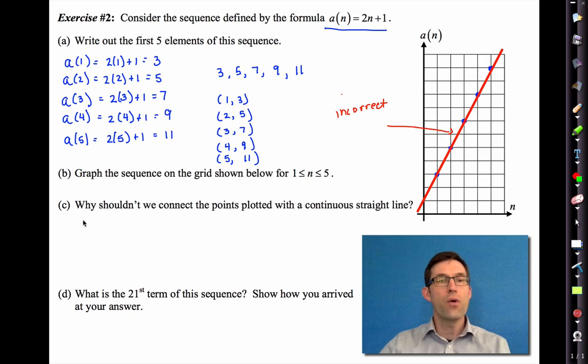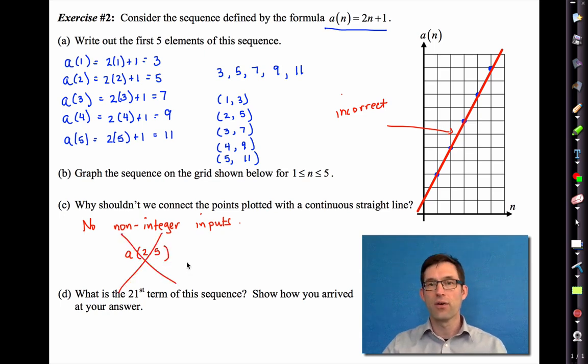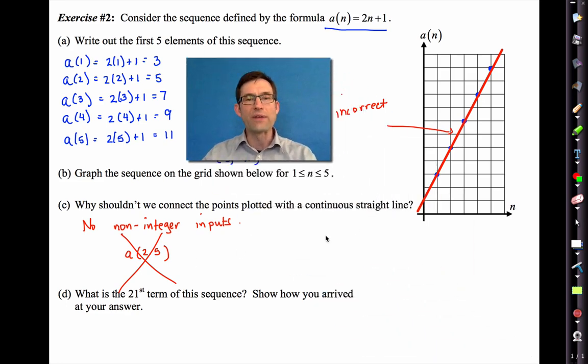is that there are no non-integer inputs, all right? In other words, even though our formula wouldn't have a problem with something like an input of 2.5, we generally aren't going to allow it, okay? So a sequence graph is always just a series of unconnected points. Always a series of unconnected points.